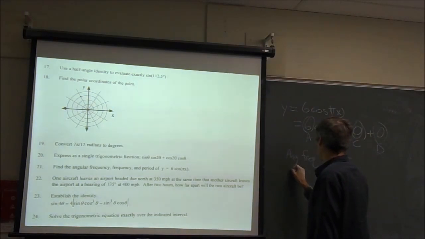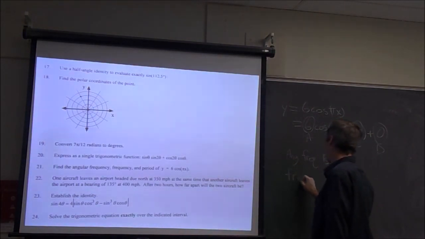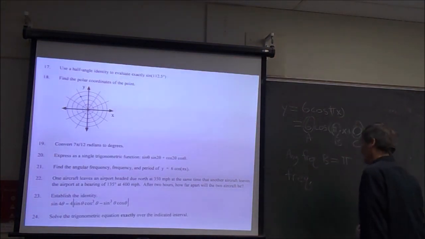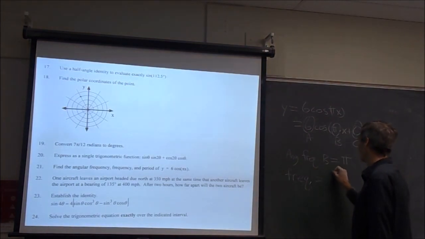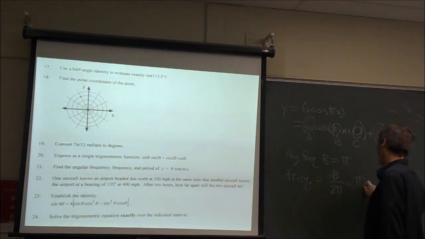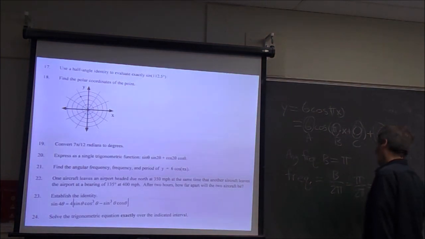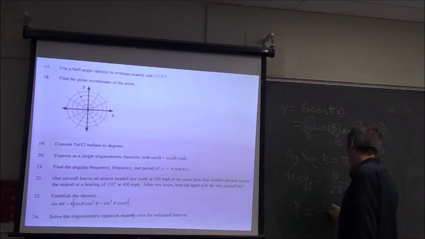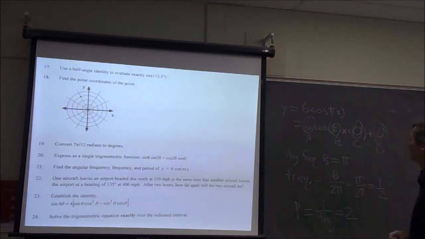Now the frequency is the angular frequency over 2 pi. Is a half. And then the period is either 1 over the frequency or it's 2 pi over the angular frequency. Is 2. So this has period 2, frequency 1/2, and angular frequency pi.